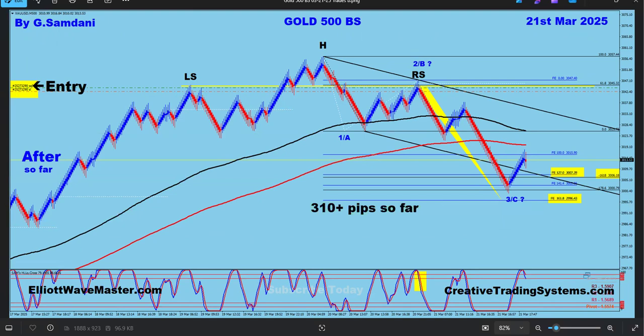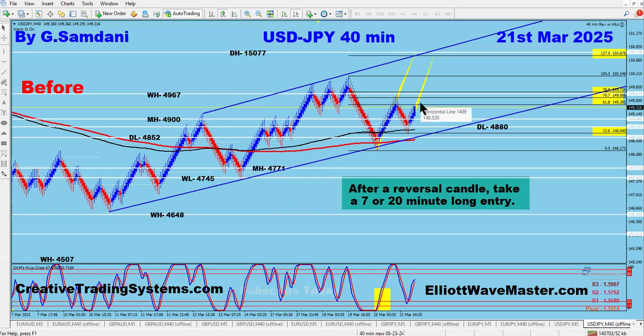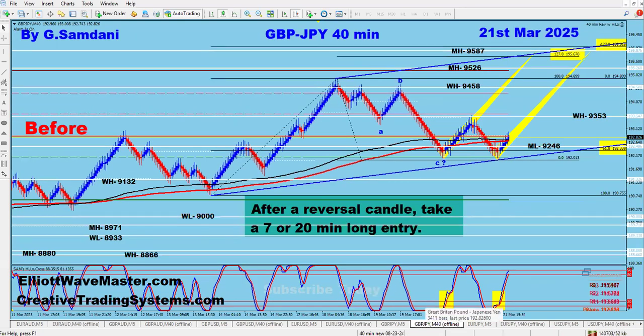Like I said, I'm gonna show you 40-minute charts, right? This one is gonna go to the upside, and then pound yen. What is this? USD yen. Let's see. Pound yen is doing the same thing, right? I had this one that's gonna go up, so they went up, and I took my entries and I made some, right? Then it came down.